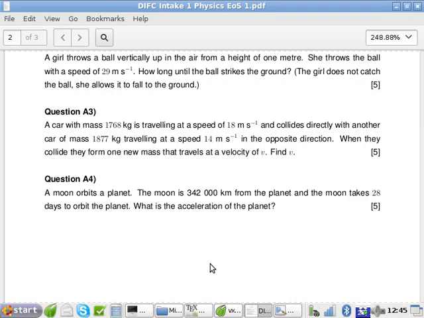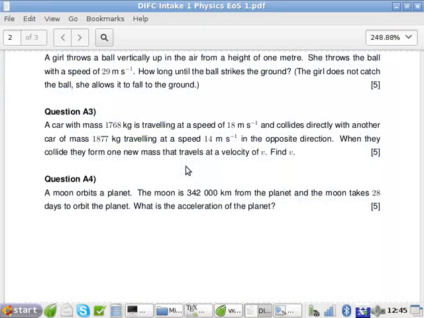Okay. The moon orbits the planet. So it's like this. Here's the planet, and here's the moon, and it's going around like that. The distance is 342,000 kilometers.